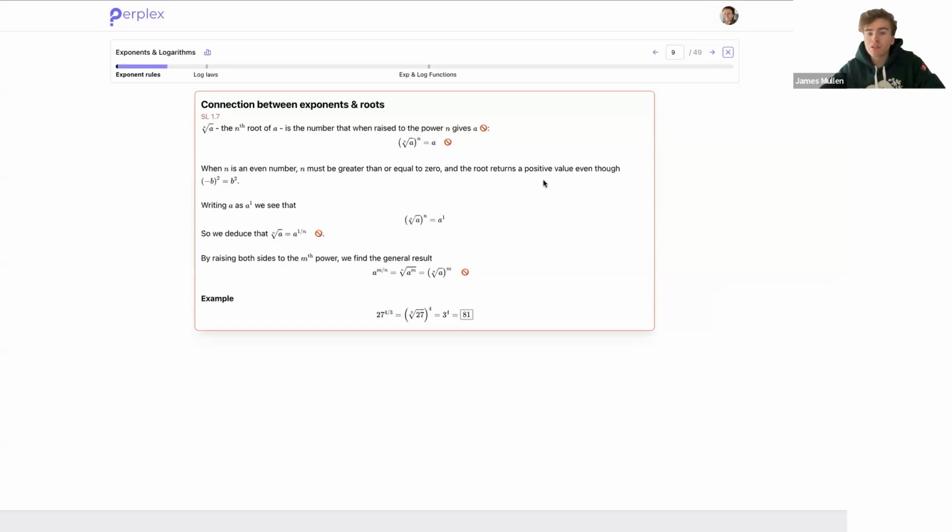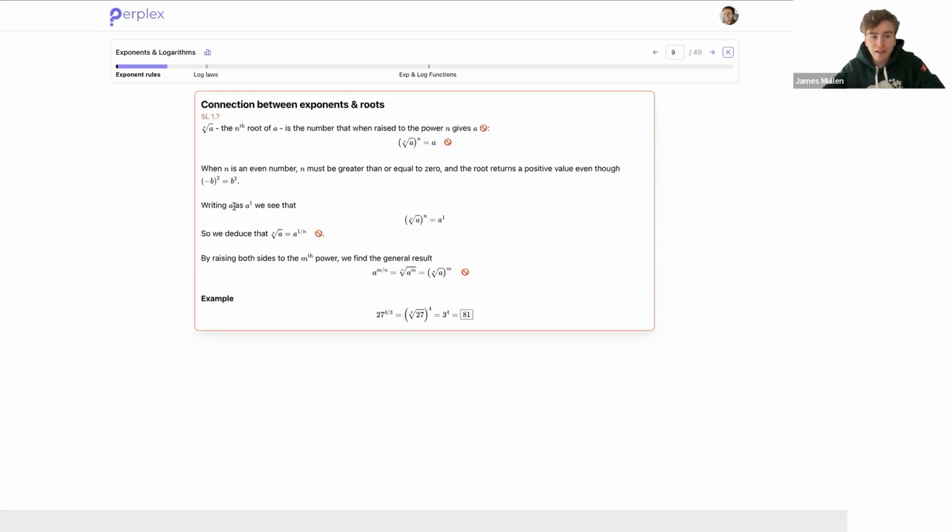And then the root returns positive values even though negative b squared is equal to b squared. So if you have a square root of 16, that's 4, even though negative 4 squared also gives 16. So you should remember the square root always outputs a positive number, which is why if you square root both sides, you need to add a plus or minus.